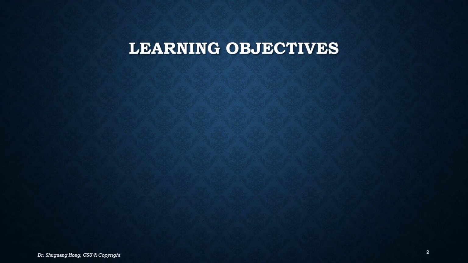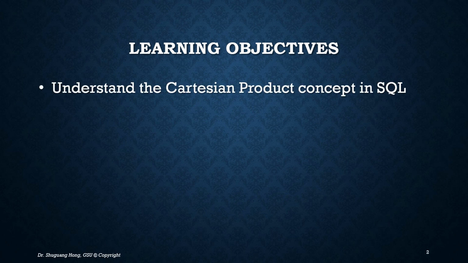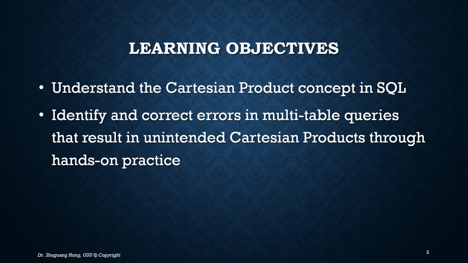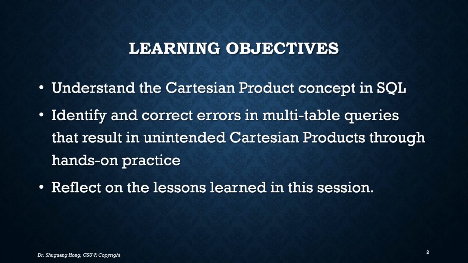Learning objectives. By the end of this unit, you will be able to explain the concept of the Cartesian product, identify and correct errors in multi-table queries that lead to unintended Cartesian products through hands-on practice, reflect on what you've learned, and apply these concepts to real-world queries.